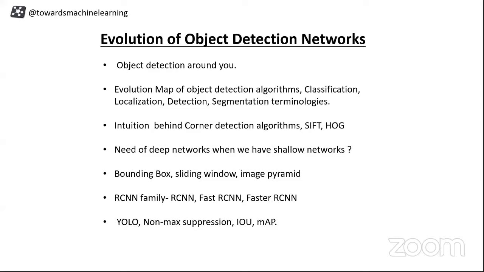Next thing is we'll be looking deep into the RCNN family. What is RCNN? What is Fast RCNN? After that, we'll see what is the YOLO algorithm. In that, we should also know about non-max suppression. What is IOU? What is mAP? So these are the things we're going to study today. And let's start with it.